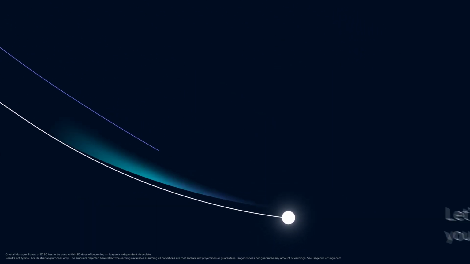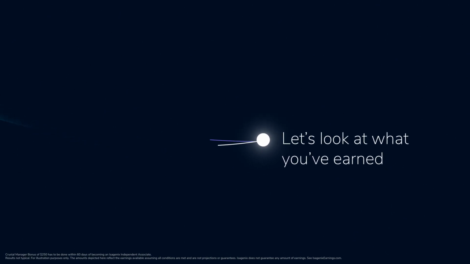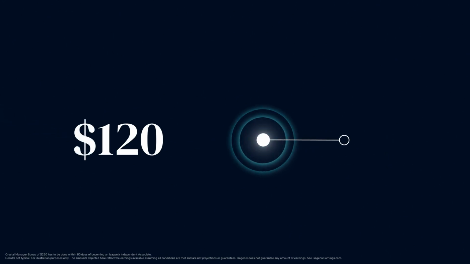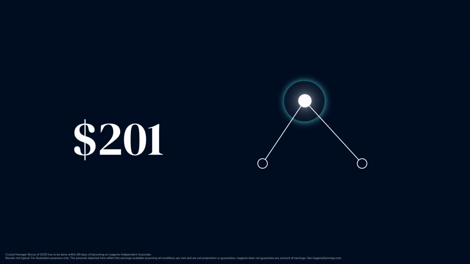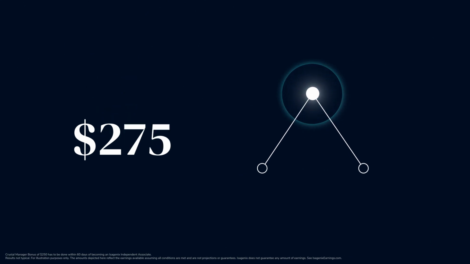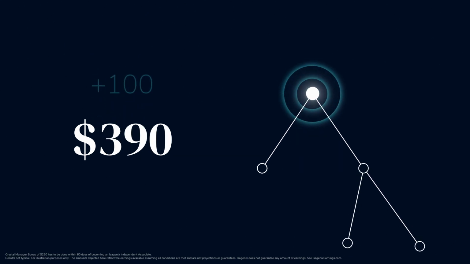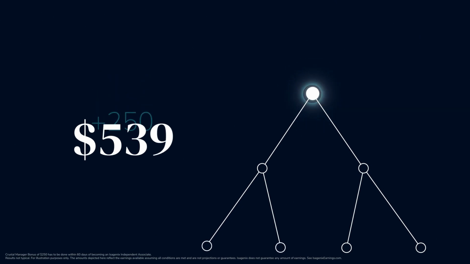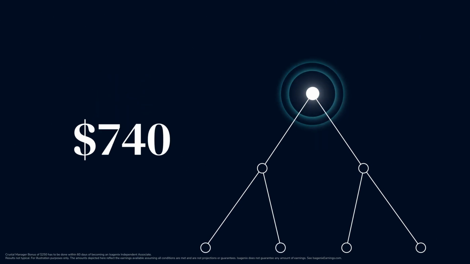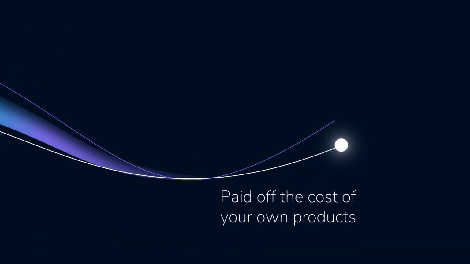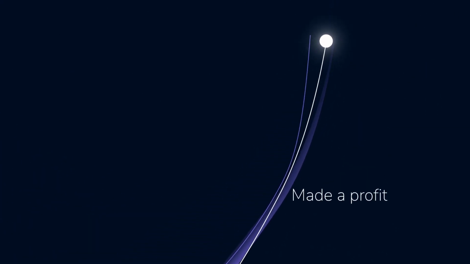So, using the examples given, let's have a look at what you've earned. $120, $120, $50, $100, $100, $250, for a total of $740. By following this process, you've quite quickly paid off the cost of your own Isagenix products and likely have made a profit. You can see the growth in earning potential when your customers share the products the same way you have.